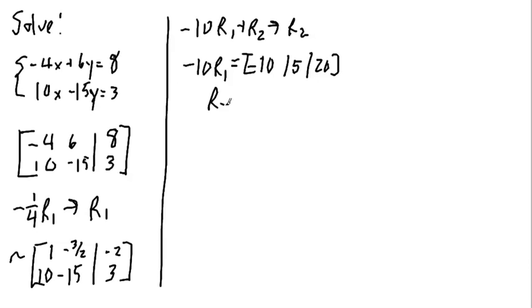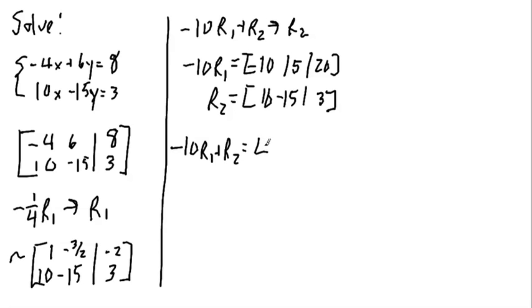And again, our second row is equal to 10, negative 15, and 3. You see something funny there, don't you? You've got negative 10 and 10 here, and 15 and negative 15 here. What happens when I add them together?